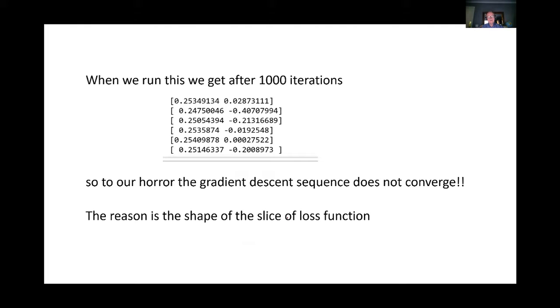So we run this for 1,000 times, and it does not converge. That's what we can see here, right? You can see here, it does not converge. These values here, they jump up and down, so it doesn't converge. So that's very bad. And it's not so strange.